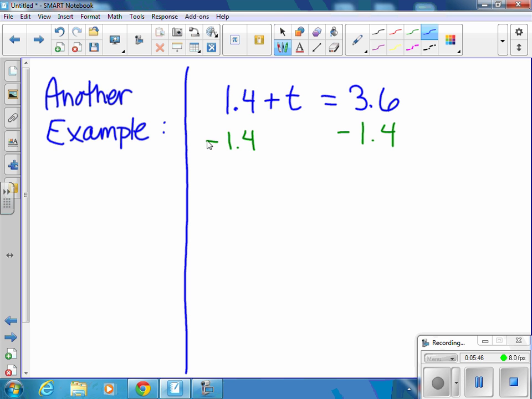Once I do that, this cancels out, and all I'm left with, watch your signs, again, I'm left with a positive t. And that's what I want, so I can just write t equals, again, keep your equal signs nice and lined up. And again, I have 3.6 minus 1.4. That leaves me with 2.2.